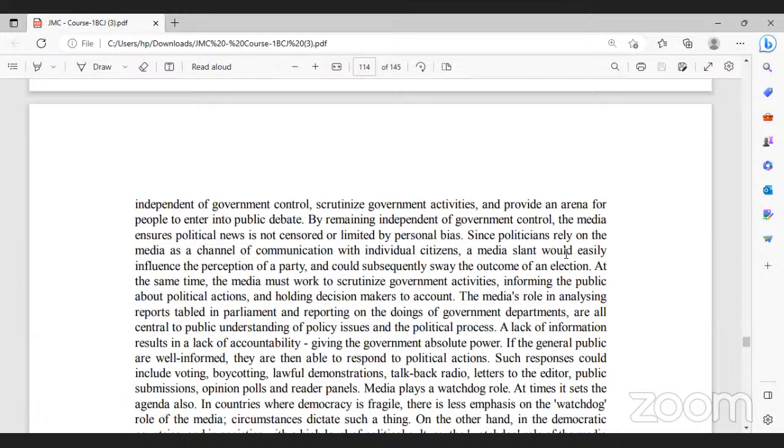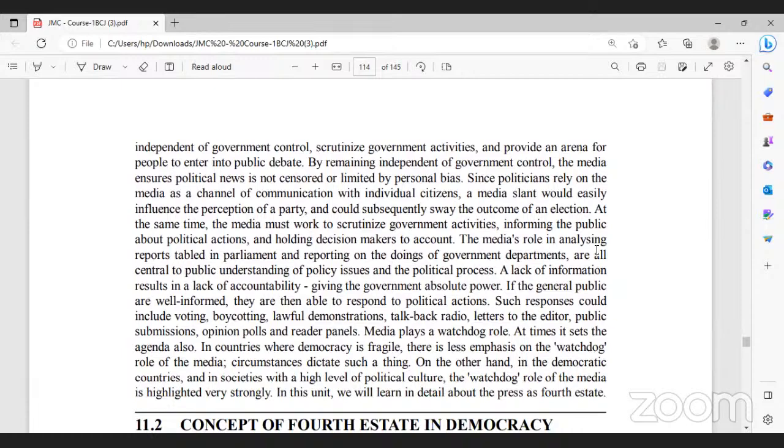It means that media ensures political news is not censored or limited by personal bias. So when we are saying independent, it is independent in reporting political information, but not censoring or being biased. Then scrutiny of government activities is where we are trying to inform about the political actions, holding decision makers accountable for their work or performances.